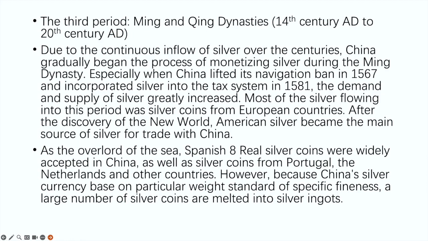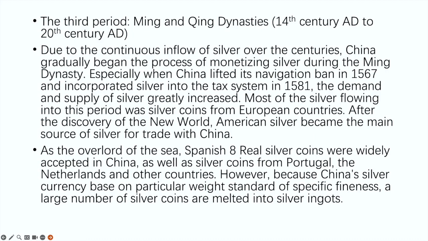Whatever is pure or not so pure is acceptable. But where is that silver from? That silver definitely came from the trade with European countries, especially after the discovery of the New World. Those South American silver mines supplied the Chinese market a lot.